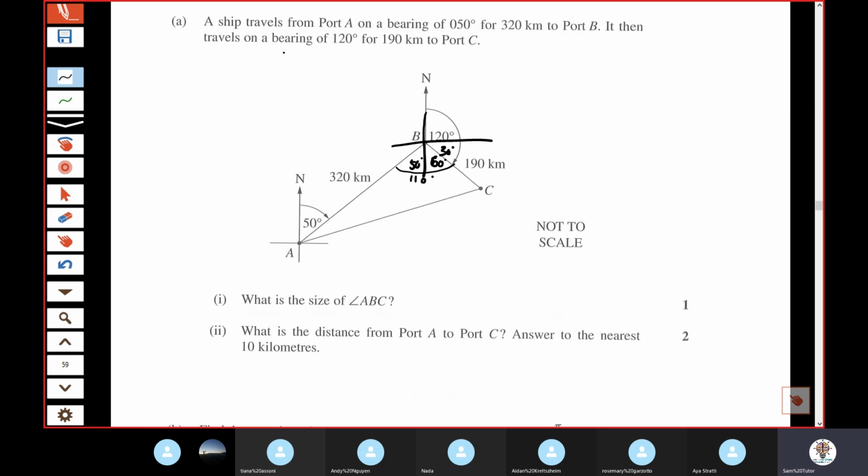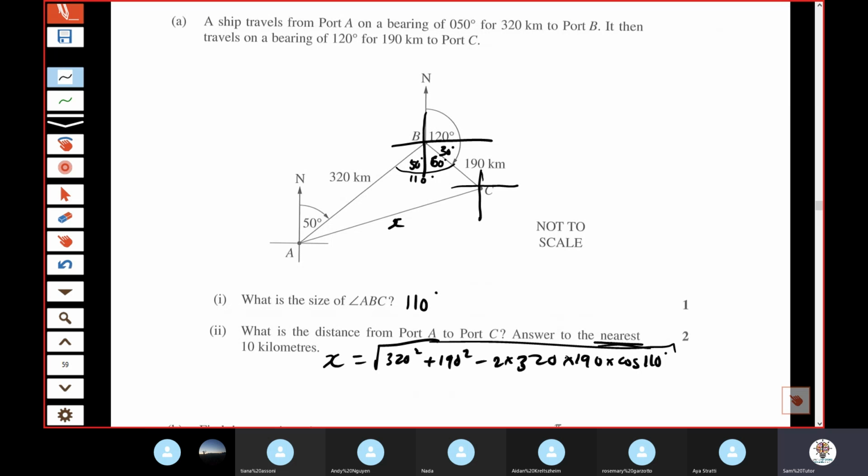It then travels on a bearing of 120 for 190, and then maybe if you really wanted to, also do one there. Okay, what is the size of angle ABC? ABC, already done. What is the distance from port A to port C, x? That's cosine rule. So x equals the square root of 320 squared plus 190 squared minus 2 times 320 times 190 times cos 110.